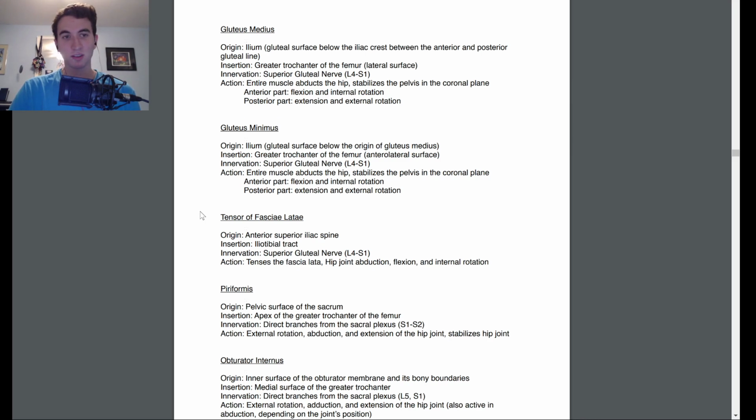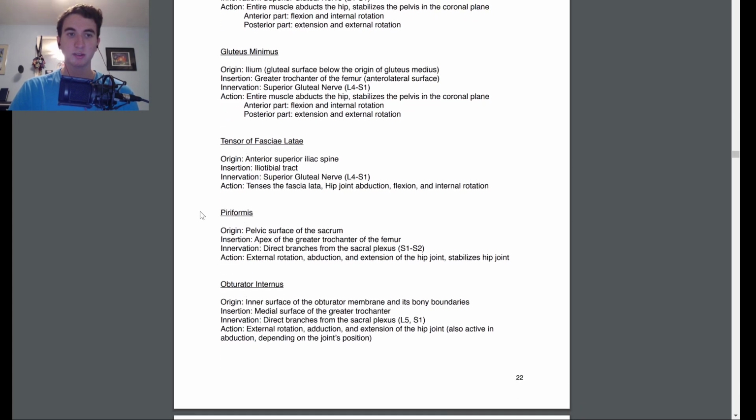The actions caused are the entire muscle abducts the hip, stabilizes the pelvis in the coronal plane. The anterior part causes flexion and internal rotation, and the posterior part causes extension and external rotation.